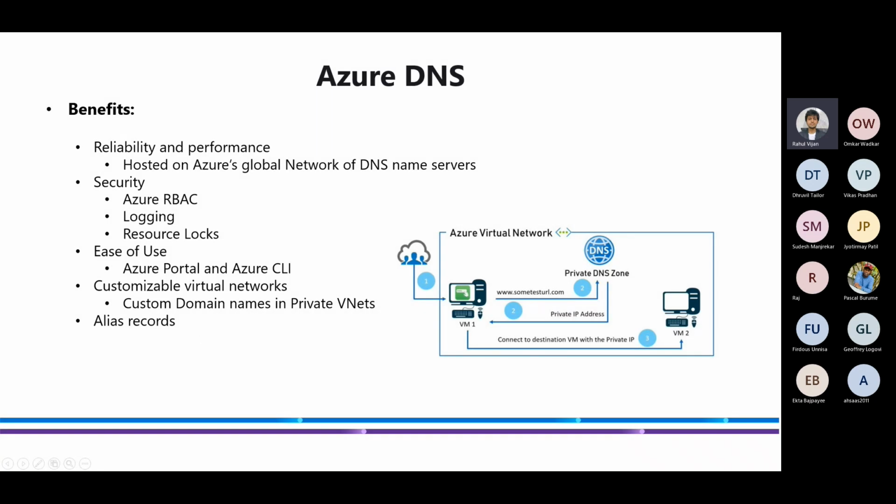Then again, customizable virtual networks. Your domain names can be in private networks, as shown in the picture on the right side. For example, you have your own office network, and you have a public IP which is providing services to your customers. There is also something called a private domain name. You can set up a private domain within your private network, so only the PCs in your company's private network can connect to that particular domain.